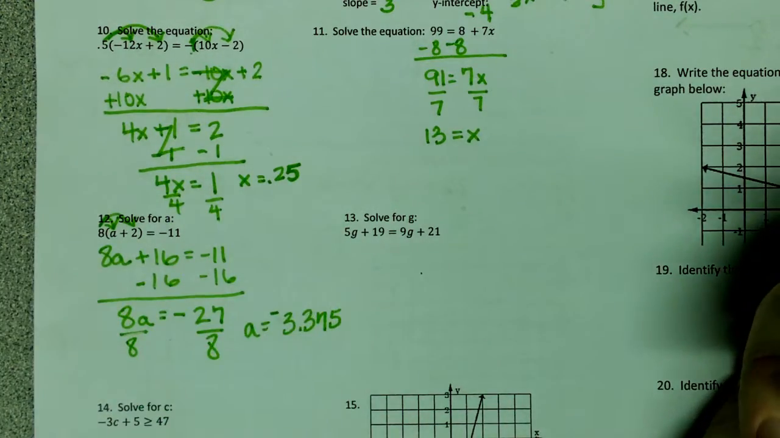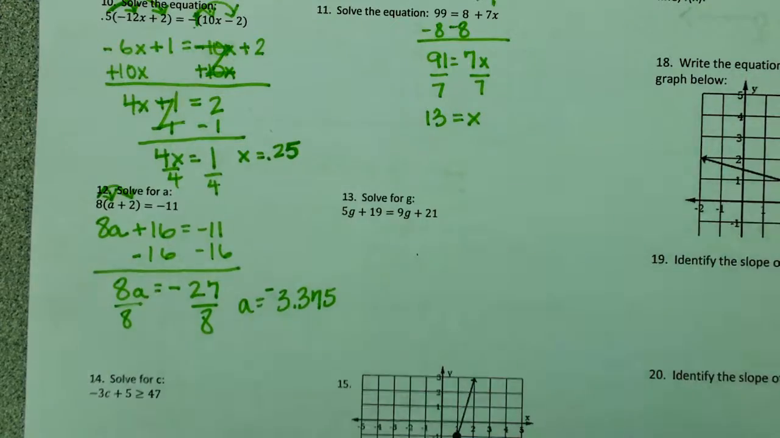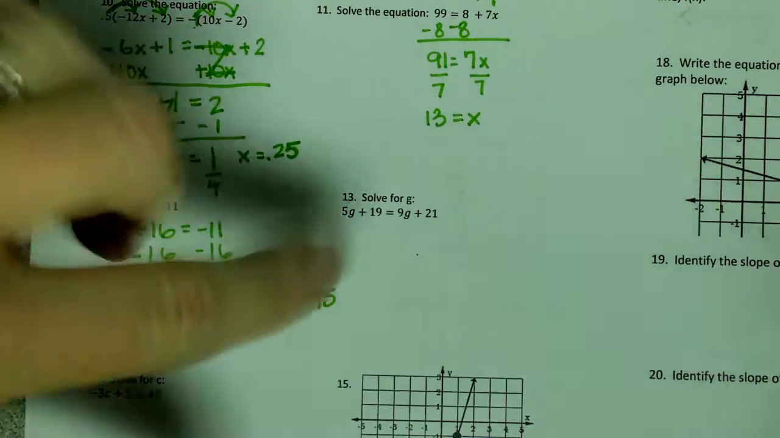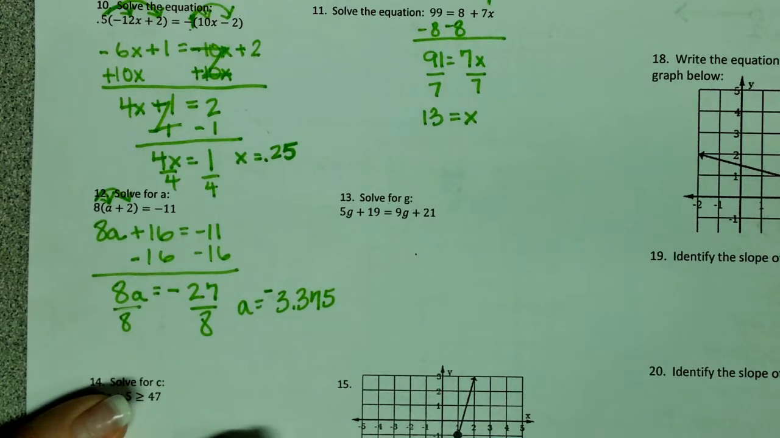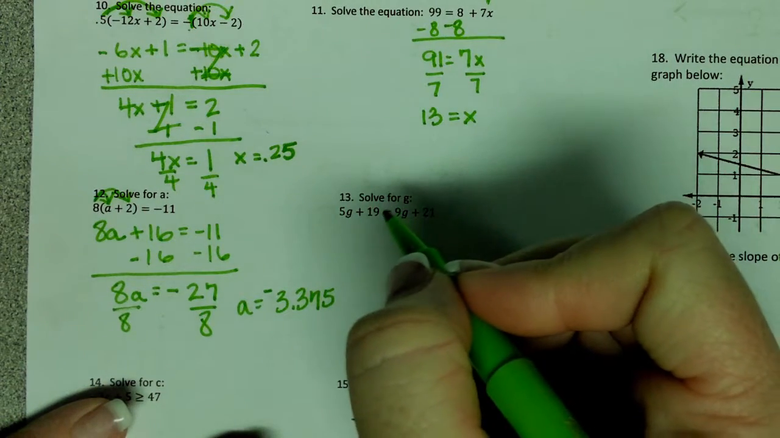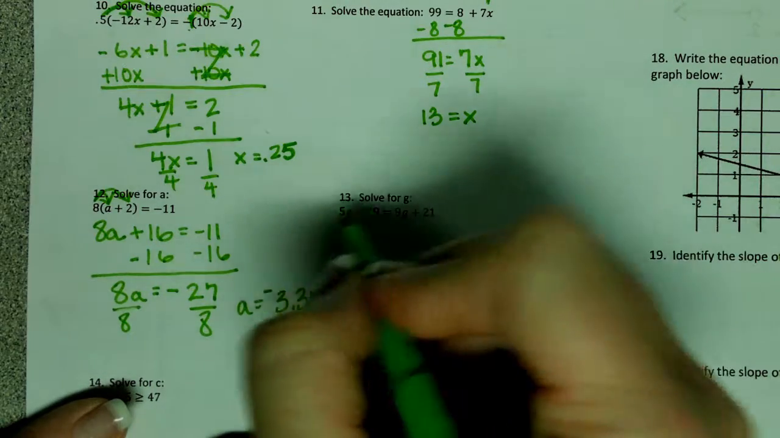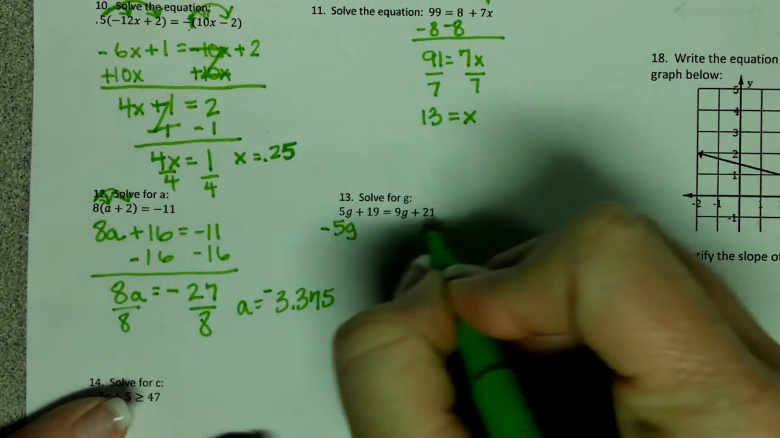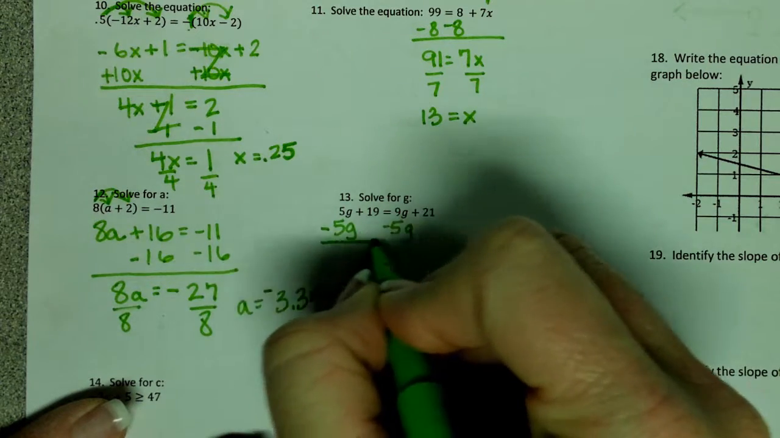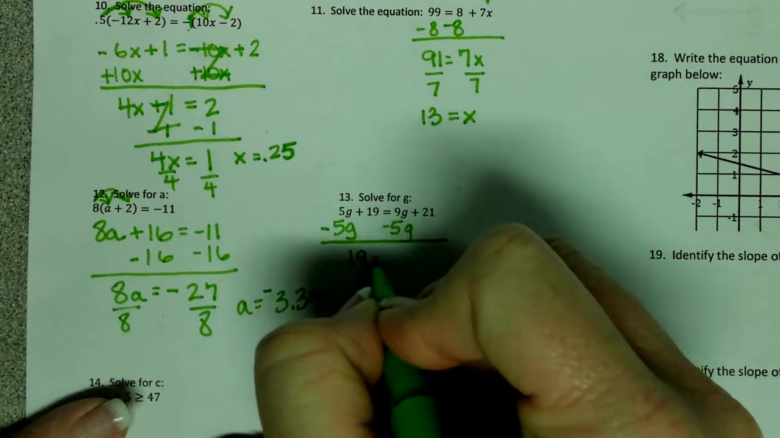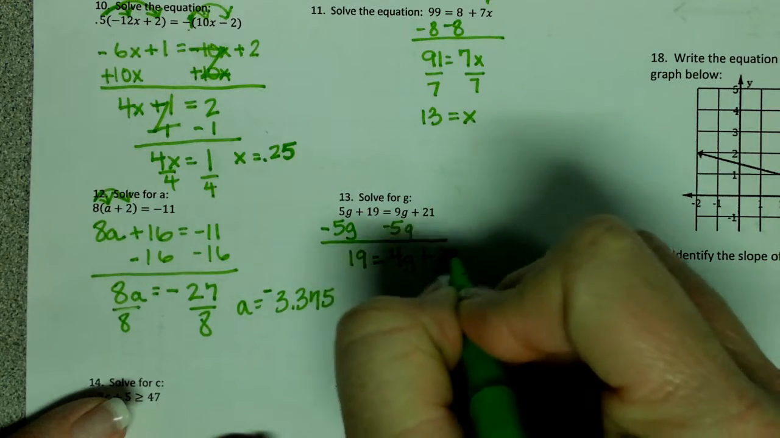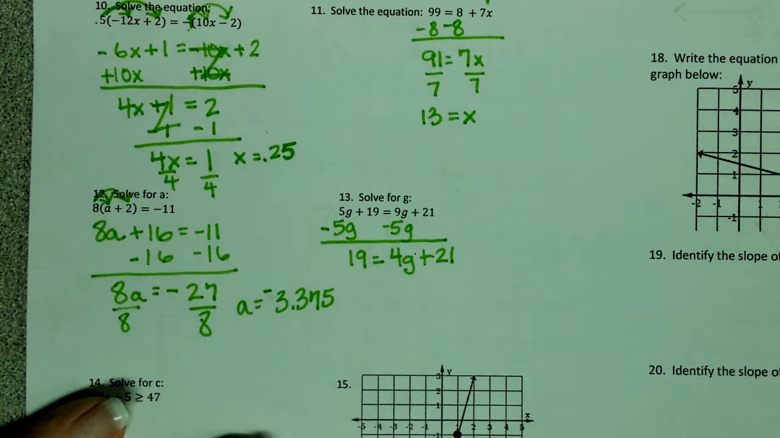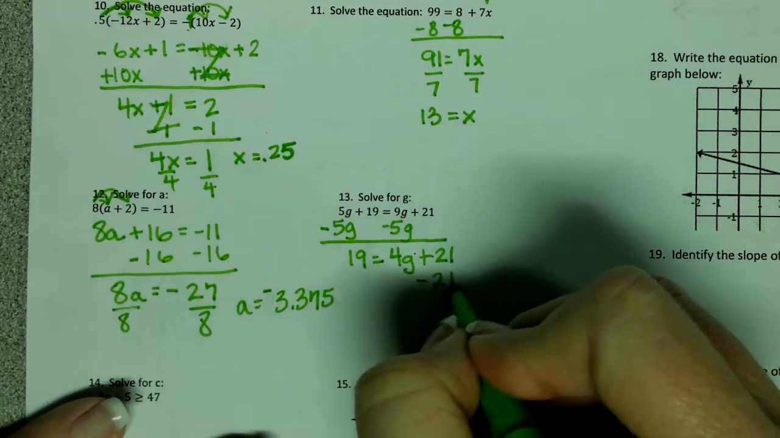Okay, so now number 13, we're going to solve for G. We've got to get all of our G's together. So which one are we going to move? The 5G. We're going to move it by subtracting. Since it's positive, we're going to subtract it. So subtract 5G from both sides. Now we have 19 equals 9G minus 5G, which is 4G, plus 21. Now we're going to subtract 21 from both sides.